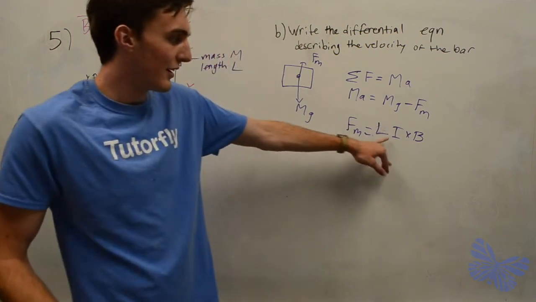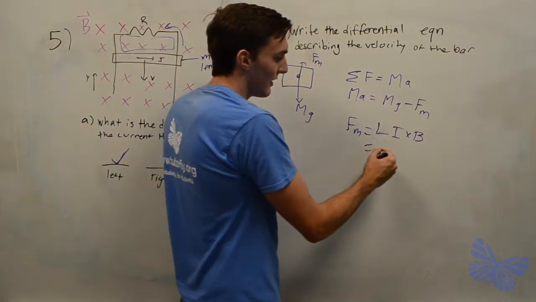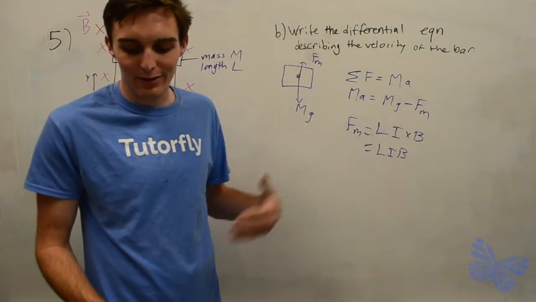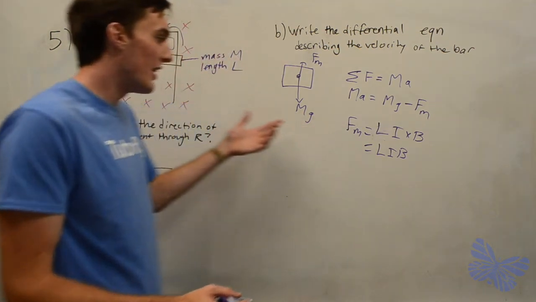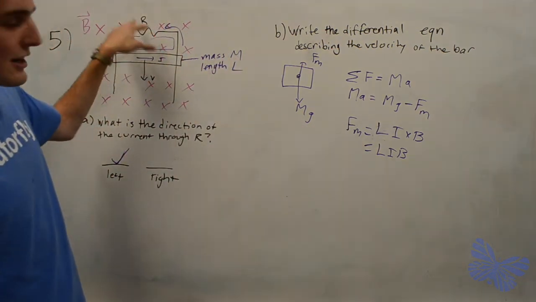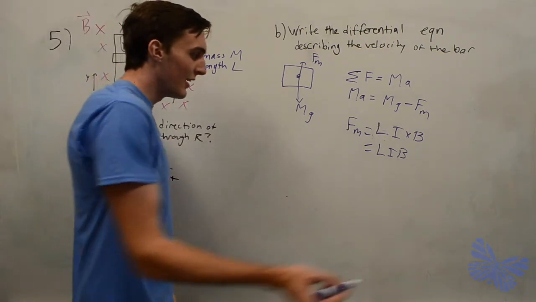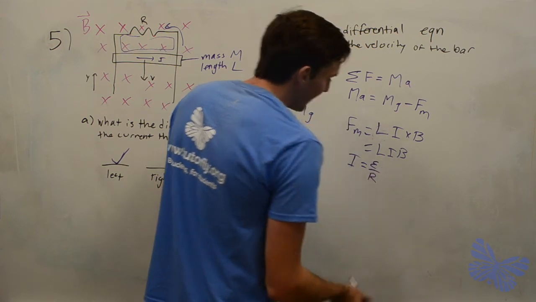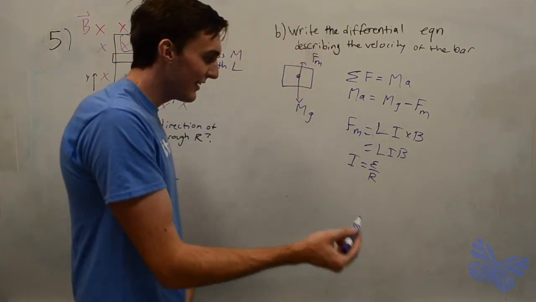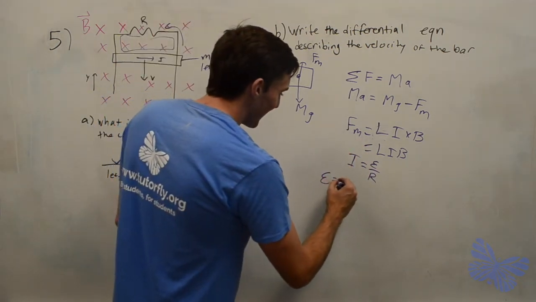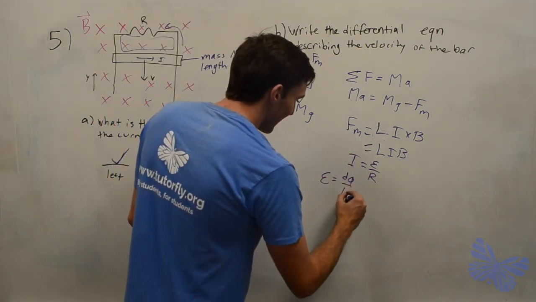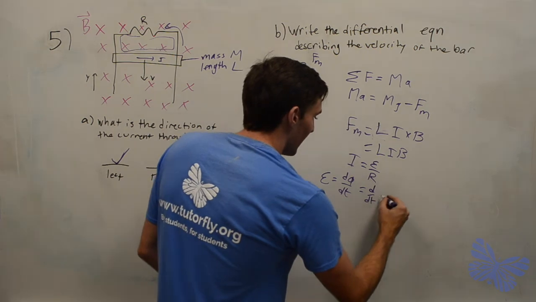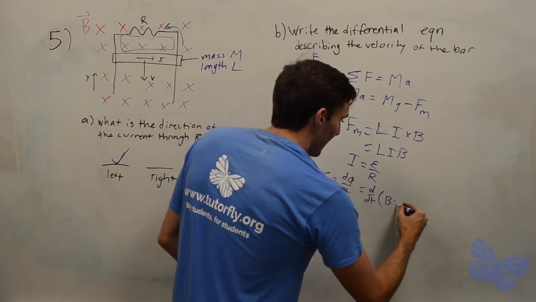And so since these are perpendicular, you just can take the magnitudes. And so you say LIB. But you don't know what I is, so you have to use Faraday's law to solve for that. You basically know it's going to be the EMF divided by R because of Ohm's law. So I equals EMF over R. And then using Faraday's law, you know that the EMF is going to be the change in flux with respect to time. So that's going to be d over dt of B times A.